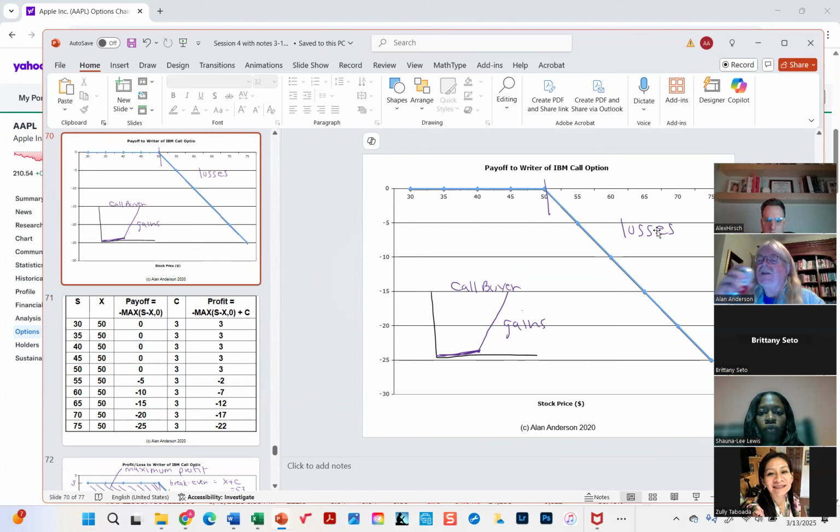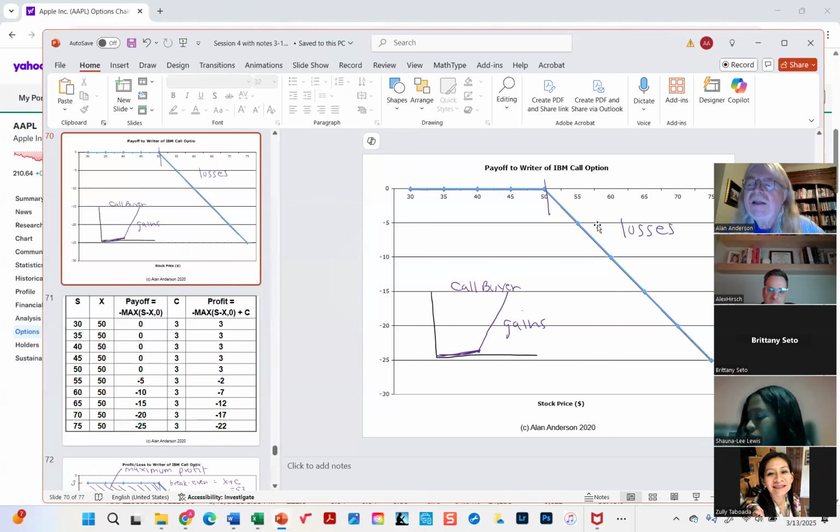Right. Exactly. And just on the flip side, like an insurance company with a put, you're assuming that the stock will stay the same or go up. Yes. And if it goes down, then you are obligated to buy the shares. That's right, exactly, at an unfavorable price.